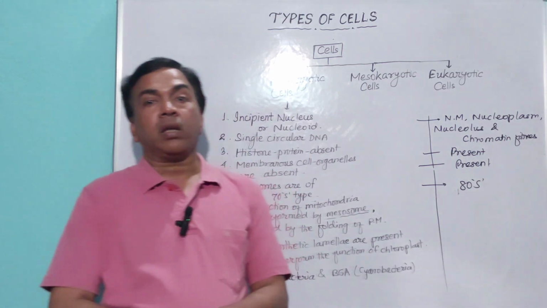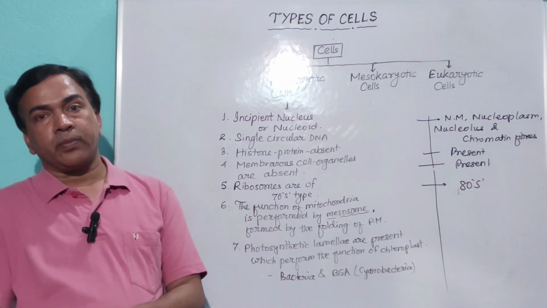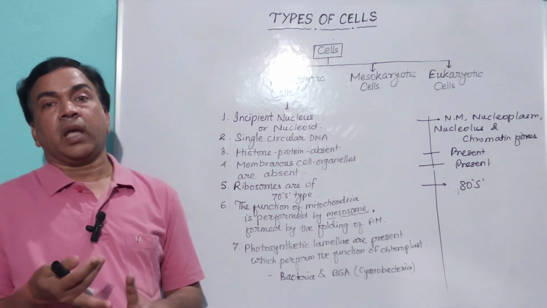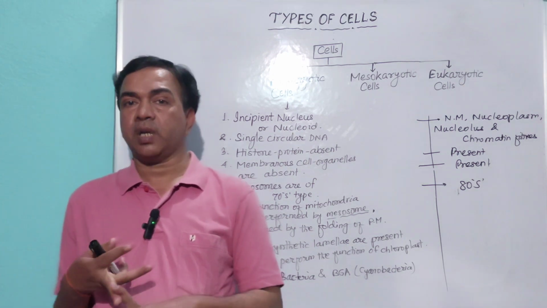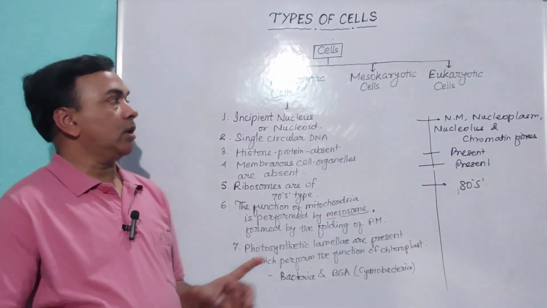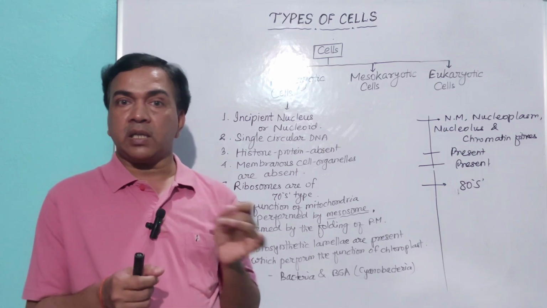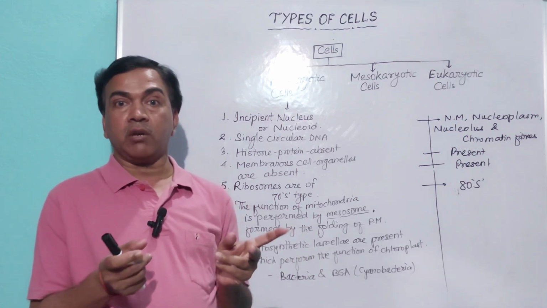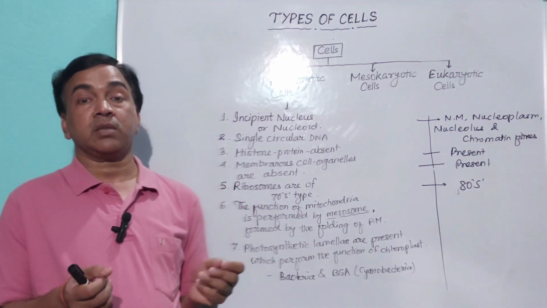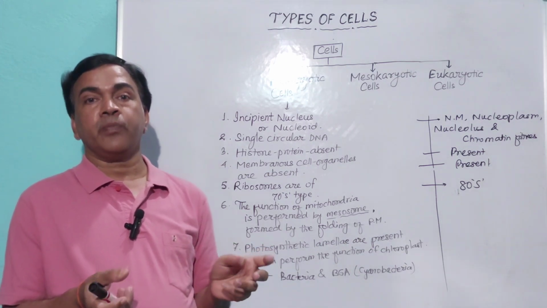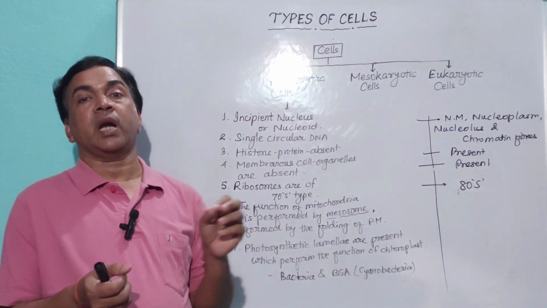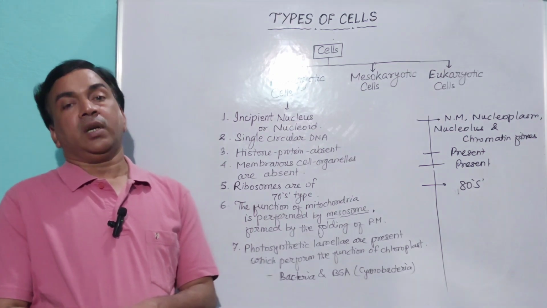Eukaryotic cells are further of three types: plant cells, animal cells, and fungal cells. So we will see the differences between plant and animal cells. Both are eukaryotic cells. What are differences between plant cell and animal cell, and what are differences between plant cell and fungal cell?